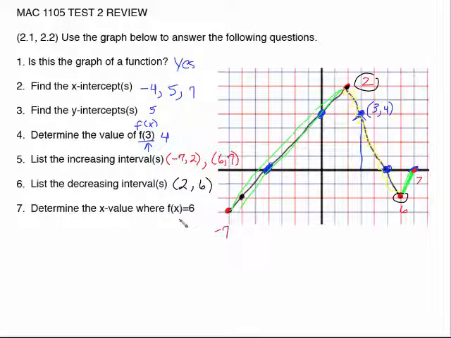Determine the x value where f of x equals 6. That means we're looking for the x value. We know the y value, so we go up on the y-axis, 1, 2, 3, 4, 5, 6, and we go and meet the curve, which happens to be over here, and that x value is 2.